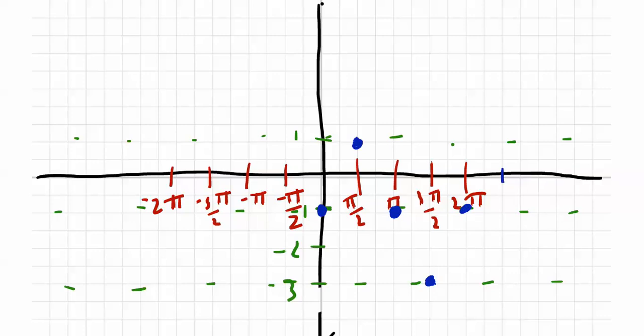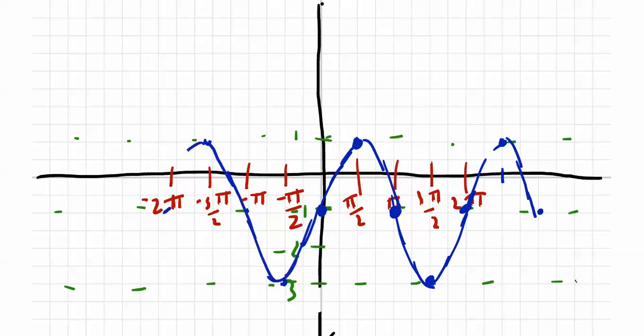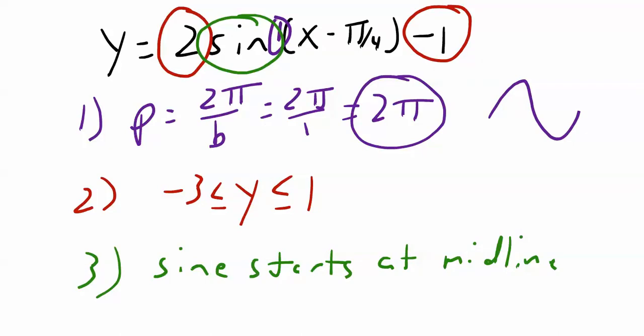Next tick mark would be here. I'd be up back at the max. Next one would be at the midline and at the minimum. Up, down, up, down. I'm going to do it in the negatives as well. So down here, here, up here, and back to the midline. All right. Now that is the graph of everything except my final piece, which is this horizontal shift.